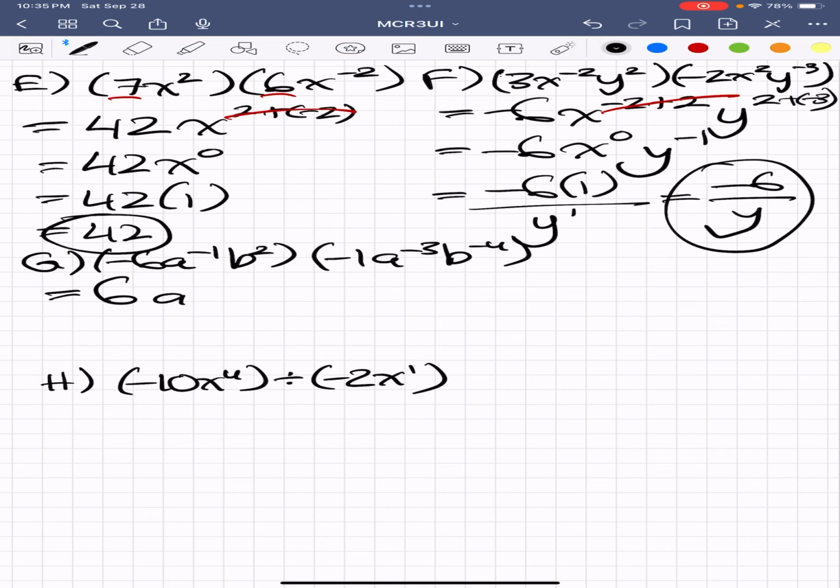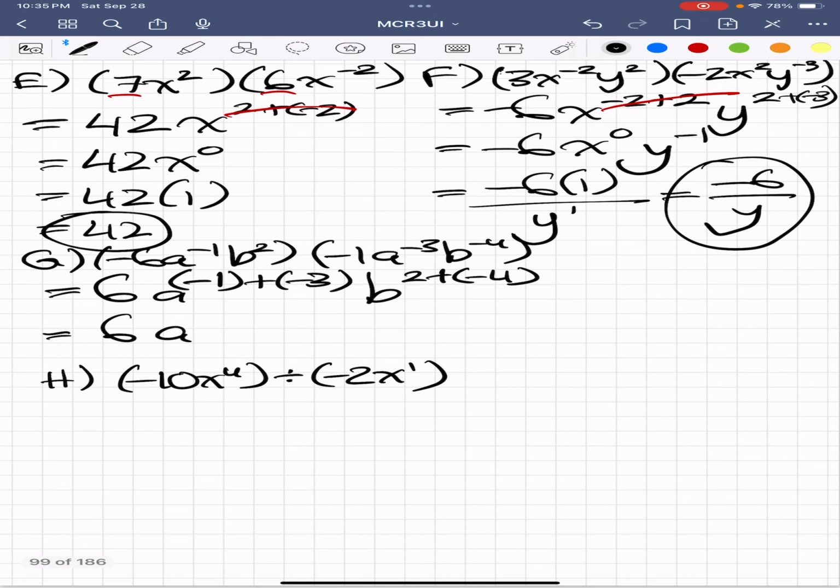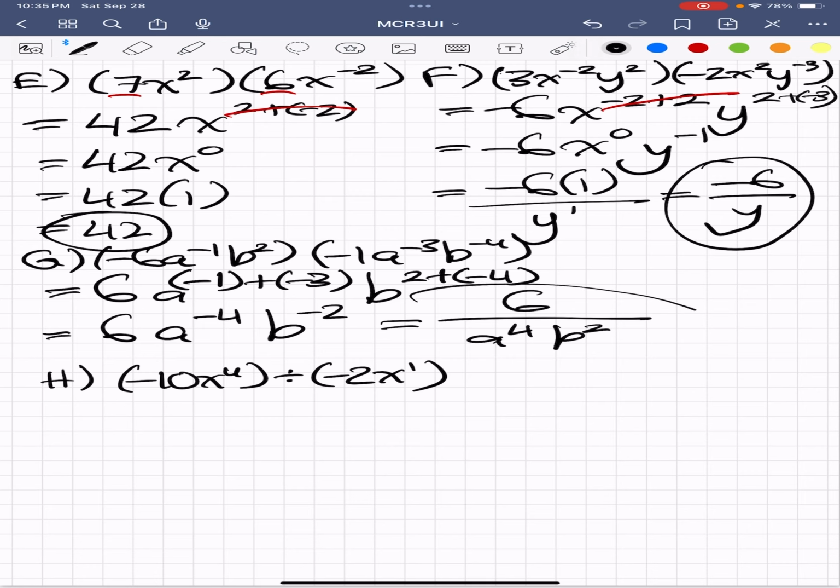Moving on, we have coefficients of -6 and -1, so it results in +6. We have multiplication here with the common bases of a and b. So we're going to add the exponents, so -1 plus -3, and then we have b to the power of 2 plus -4. So we have 6 multiplied by a to the power of -4, and then b to the power of -2. So we're going to use our negative exponent law. 6 will be left on the numerator, a will be brought down, and so will b, meaning that we have a final answer of 6 over a to the power of 4, b to the power of 2. And we will circle that and leave that there.